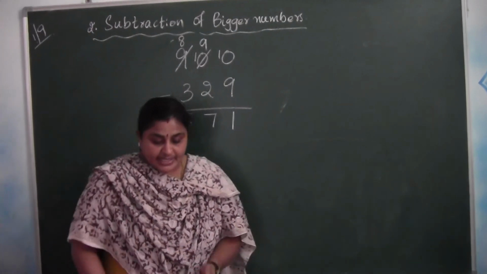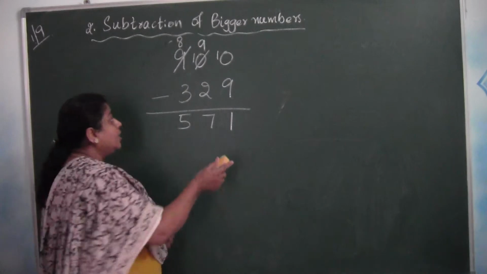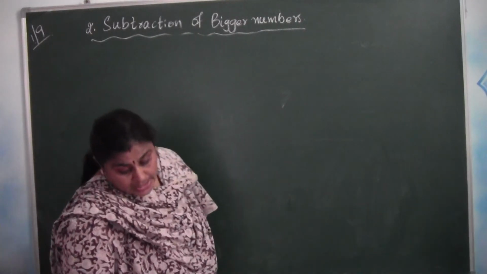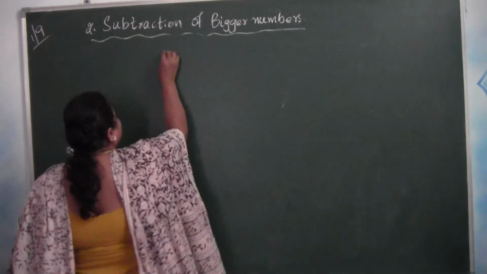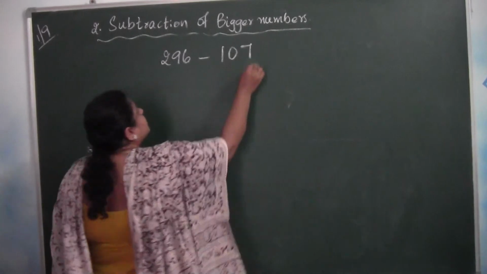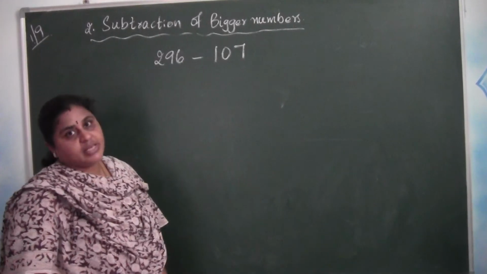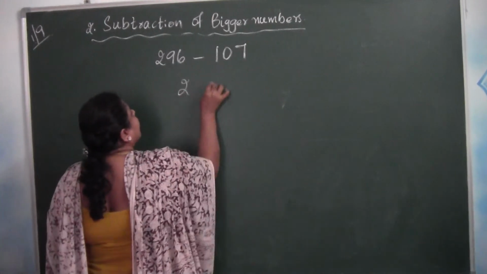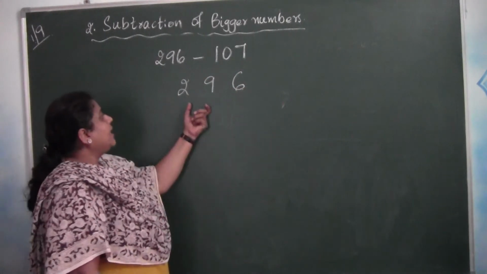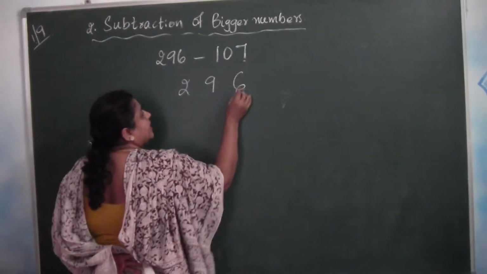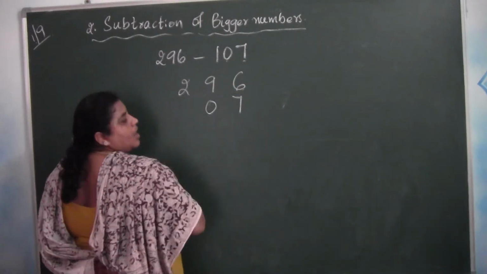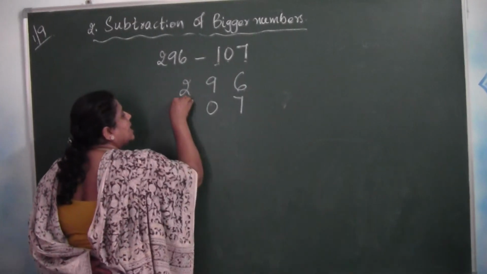This is how you are going to take a borrow and you are going to subtract. Okay children. Now let us do the other problem. Now you have to arrange the numbers in columns and you have to subtract. Let us take 296 minus 107. Alright. Now come on, start arranging the numbers. First 296. Now 107. 7 under the 6, 0 under the 9, 1 under the 2.